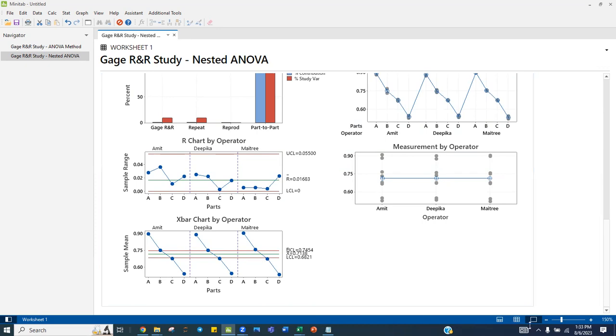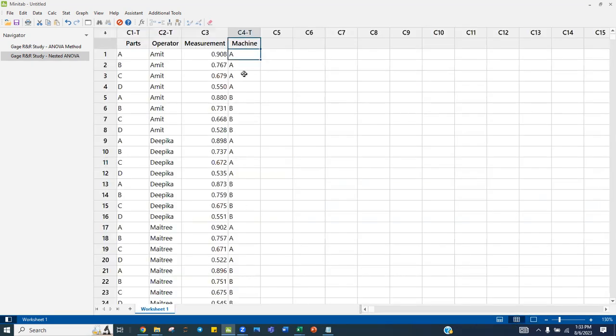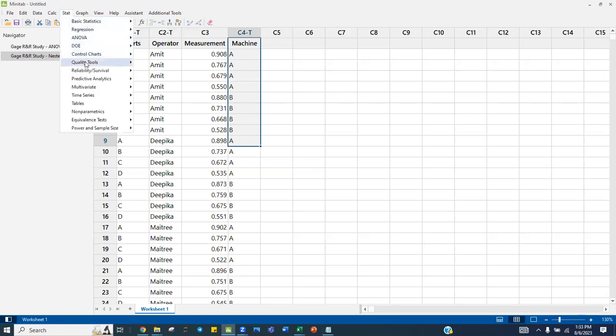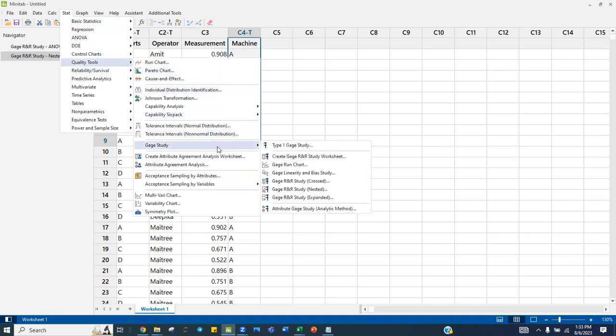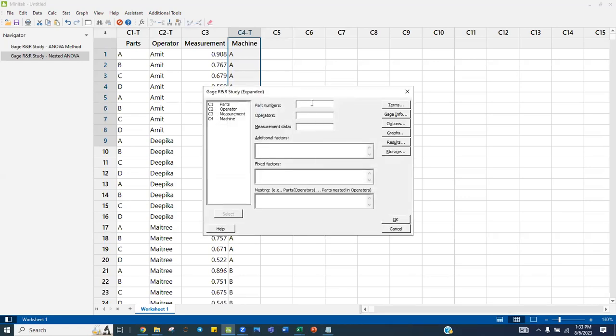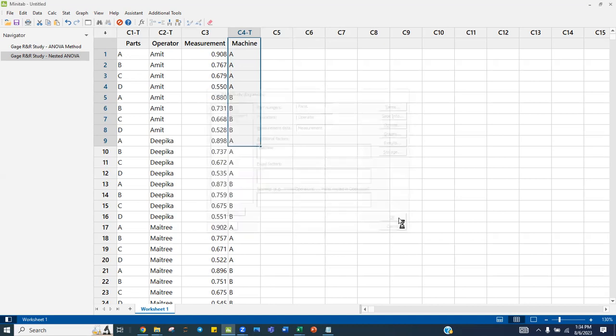Perfect. If I consider the data as machine A or machine B, where these parts are coming first ABCD from machine A and the second ABCD from machine B, then I will be using the expanded, because there is another categorical variable which may influence my output. So we'll go to Stat, Quality Tools, Gauge Study. We'll go for Gauge R and R Expanded. Select your part number, operator, measurement data, and the additional factor which you have, the machine. That's all. Click on OK, and here we go.